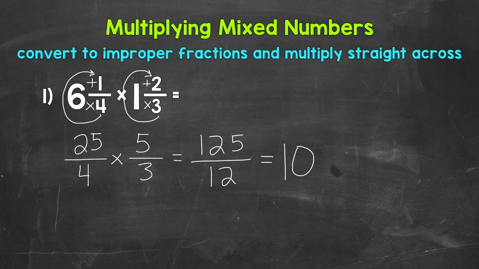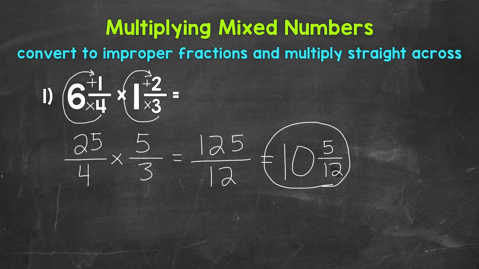We don't hit 125 exactly. That remainder of 5 is the numerator of the fractional part of the mixed number. And then we keep the denominator of 12 the same. And we get 10 and 5/12. We can look to see if we can simplify the fractional part of this mixed number. 5/12 is in simplest form. The only common factor between 5 and 12 is 1. So we are done. 10 and 5/12.